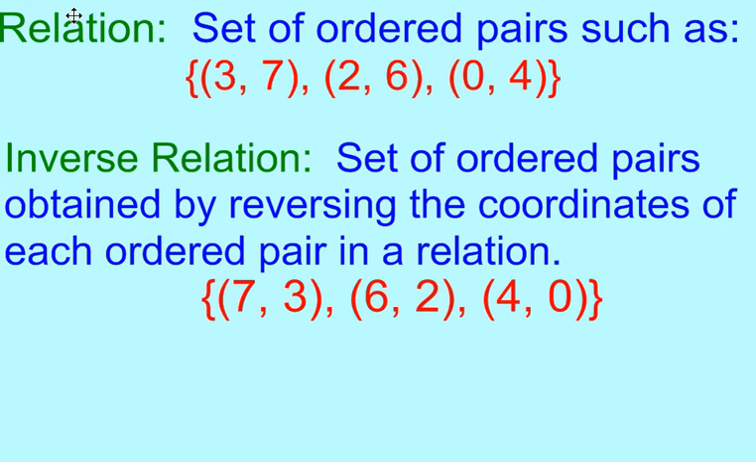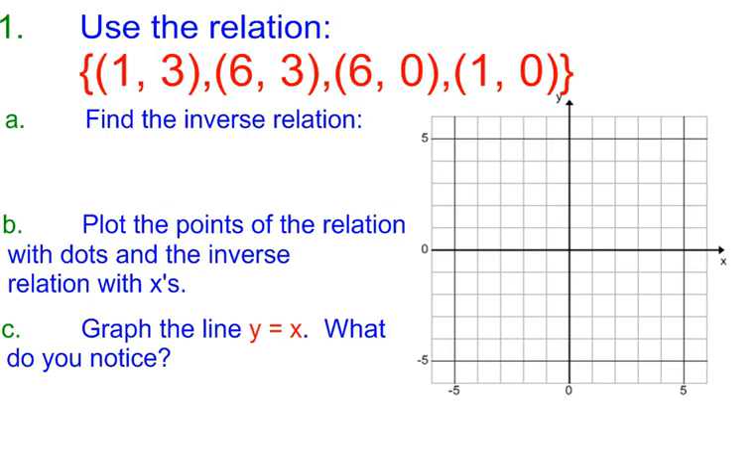An inverse relation, then, is the set of ordered pairs obtained by reversing the coordinates of each ordered pair in a relation, which is a really fancy way of saying you flip x and y. So you can see that we have (3, 7) as our first ordered pair. The inverse of that would be (7, 3). (2, 6) is (6, 2). (0, 4) is (4, 0). So that concept of finding an inverse is when you flip the x and y variables to find them. So using that, we're going to do problem number 1.